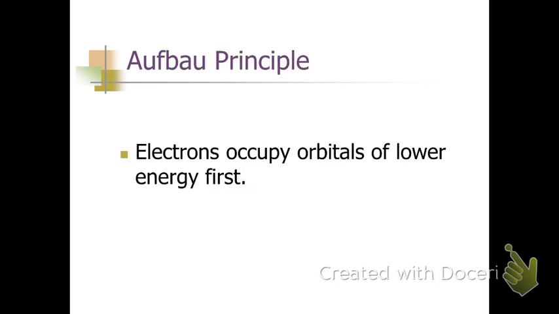So the first one is the Aufbau Principle, and basically all the Aufbau Principle states is that electrons must occupy orbitals of the lowest energy first. Now Aufbau is German, and it means to build up. So it means we're going to build up from the lowest energy level or orbital to a higher energy level or a higher orbital.